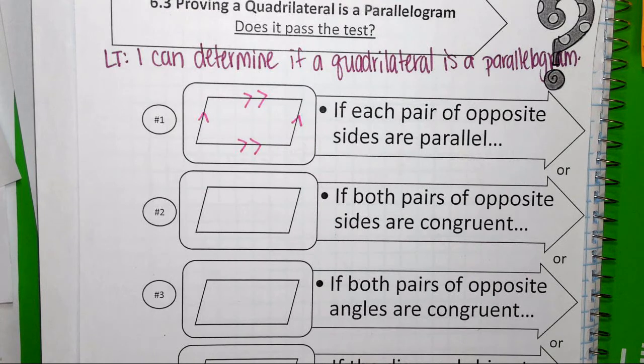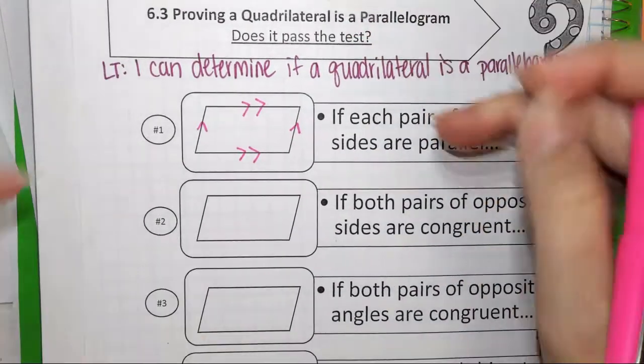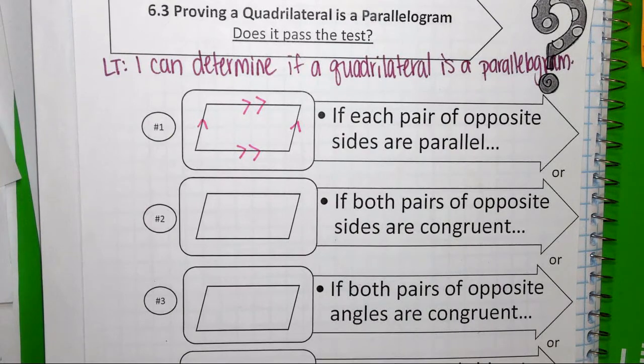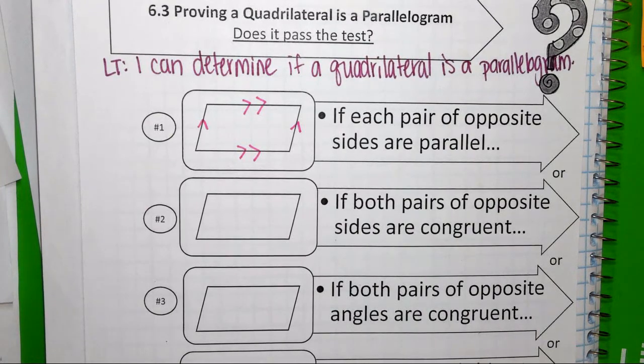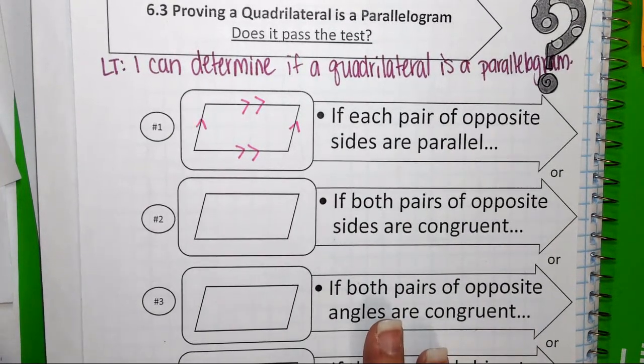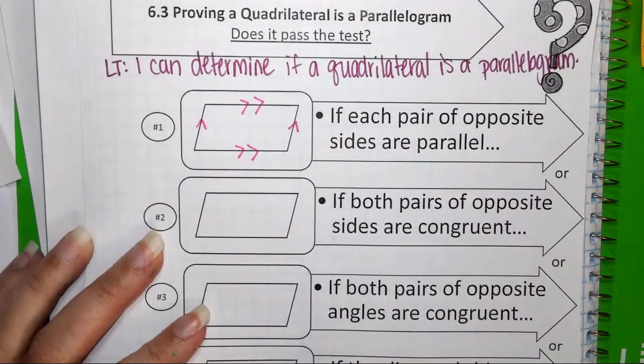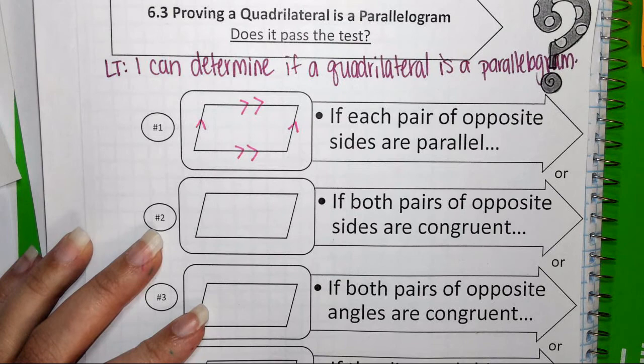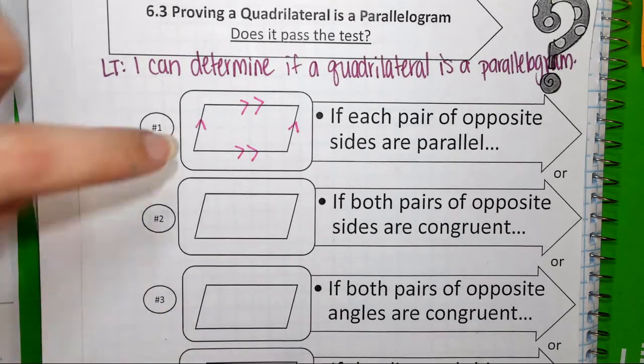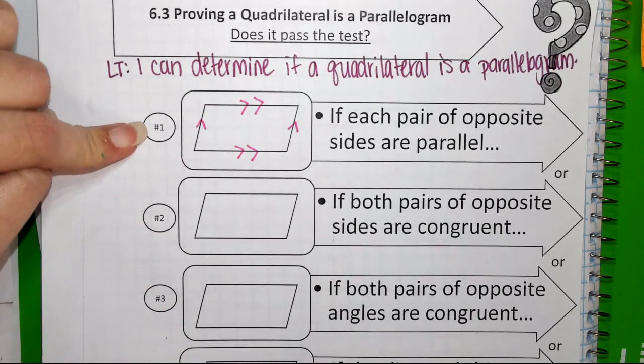Alright, any questions on the first test? This says, does it pass the test? These are the tests that it has to pass for it to be a parallelogram. I already explained that at the beginning, but you weren't listening. It has to pass one or more of these for it to be a parallelogram. Does everybody understand? This is the first test that it could pass.